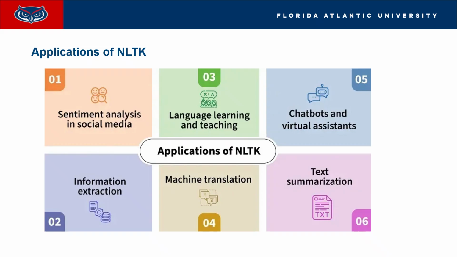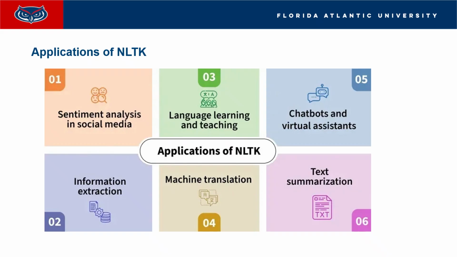Number one, sentiment analysis. Probably one of the most popular uses. Businesses analyze social media posts, product reviews, or tweets to understand public opinion. For example, a company like Amazon can use NLTK to determine if customers are satisfied or unhappy by analyzing their feedback. Using the VADER Sentiment Analyzer, NLTK can classify thousands of reviews as positive, neutral, or negative within seconds.